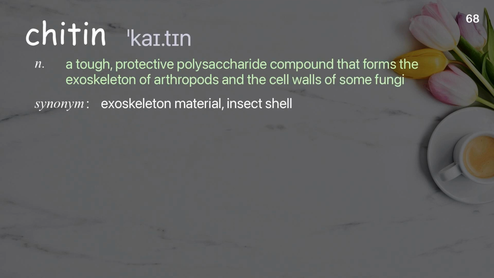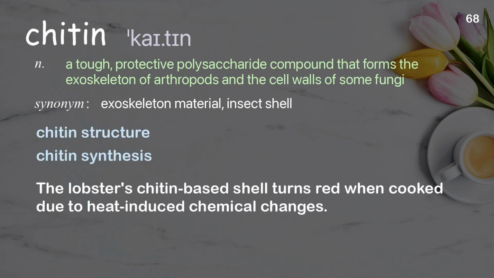Chitin: a tough, protective polysaccharide compound that forms the exoskeleton of arthropods and the cell walls of some fungi. Examples: chitin structure, chitin synthesis. The lobster's chitin-based shell turns red when cooked due to heat-induced chemical changes.